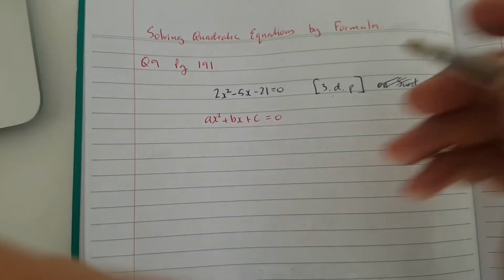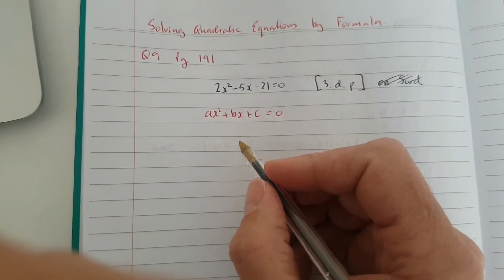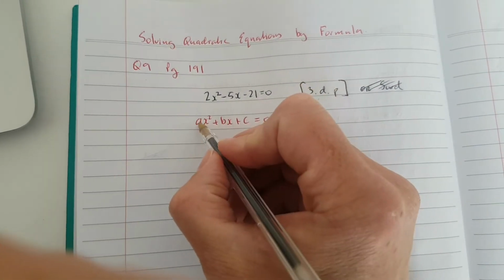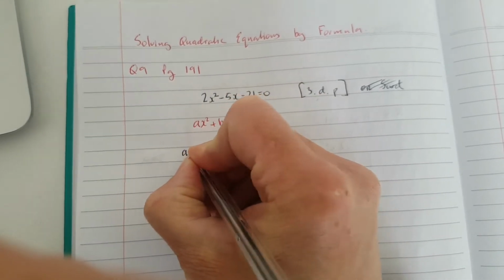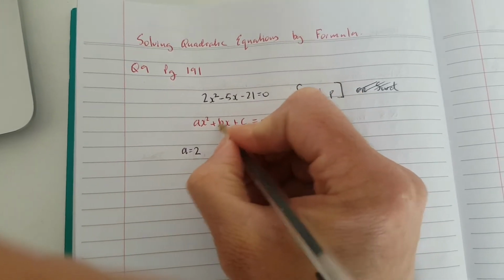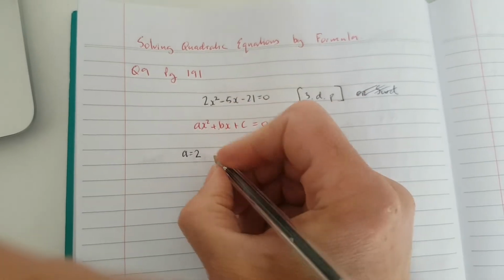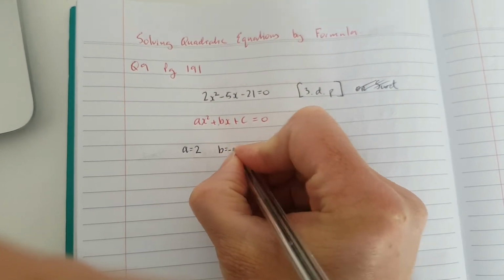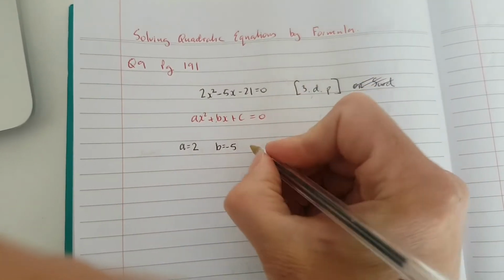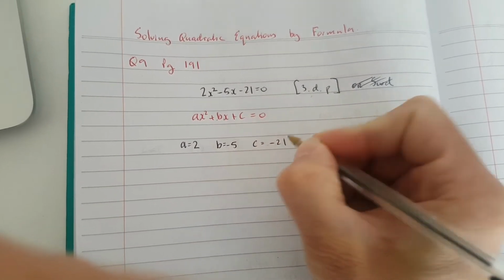Okay, so first thing I need to do is identify the a value, the b value, and the c value. So my a value here is 2, so I list that down. a equals 2. My b value is minus 5. The number in front of the x is minus 5, so b is equal to minus 5. And my c value is the number at the end, which is minus 21.